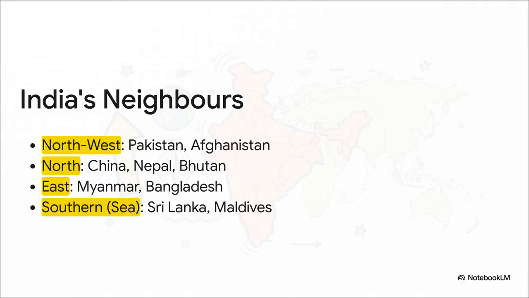Let's list our neighbors together. To our northwest, we have Pakistan and Afghanistan. To our north, we share borders with China, Nepal, and Bhutan. To our east are Bangladesh and Myanmar. And across the sea, to our south, are our island neighbors Sri Lanka and the Maldives.